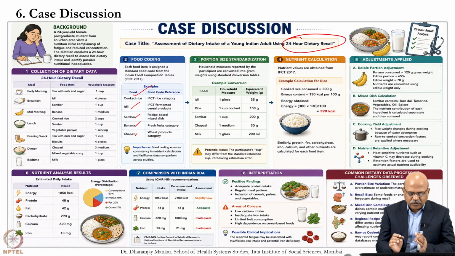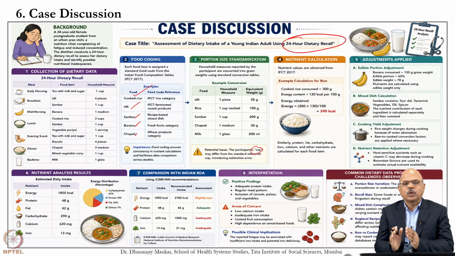So the participant says a cup, which may differ in the standard reference. So what is a cup, and even the portion size which is being reported here. Nutrient calculation: nutrient values are obtained from IFCT. Suppose the cooked rice consumed is equal to 300 gram. Energy contained is 130 kilocalories per 100 gram. So energy obtained is 390 calories.